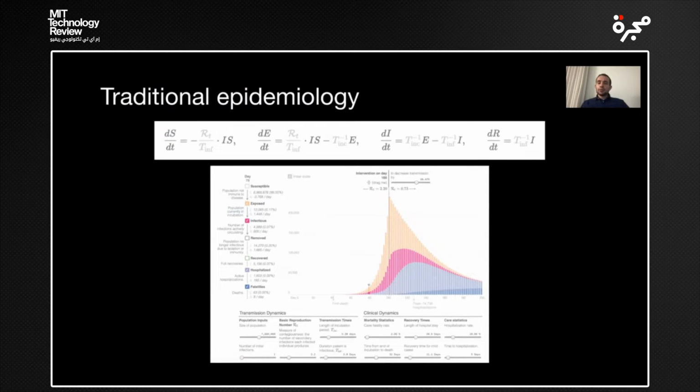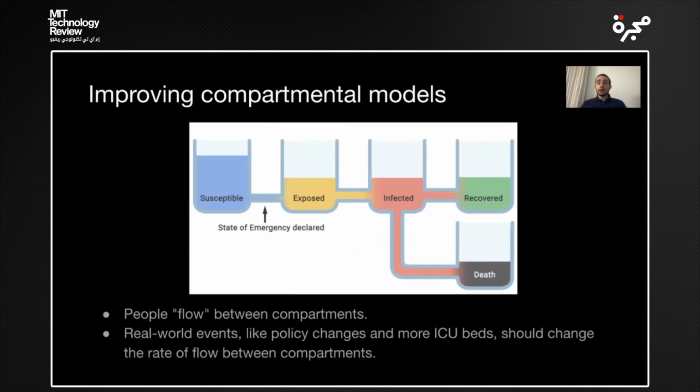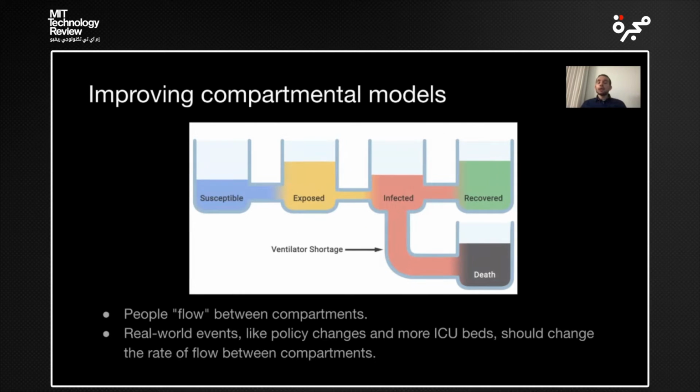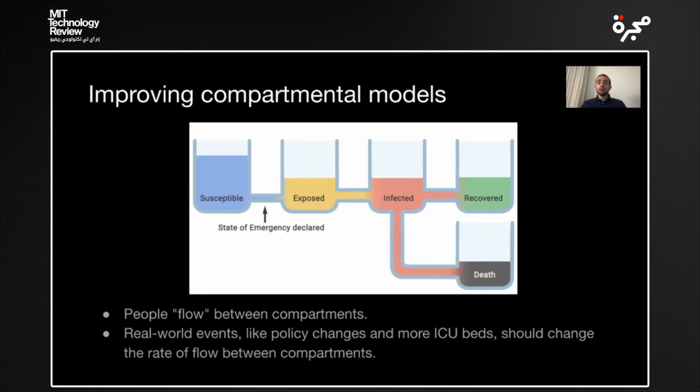Traditional epidemiology is based on compartmental models, which basically model groups of people who have the same characteristics for the disease, and they use simple differential equations to model the relationships between them. These traditional models have many disadvantages. They cannot model non-stationary dynamics, they cannot take advantage of the vast amount of data available, and eventually they cannot give good accuracy.